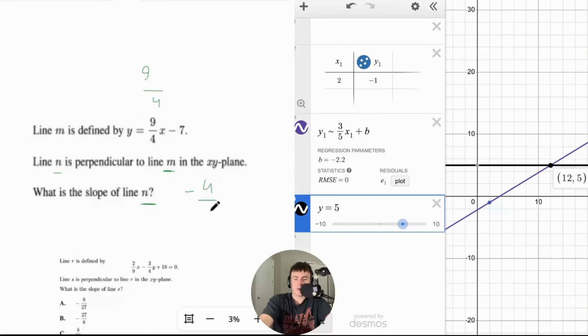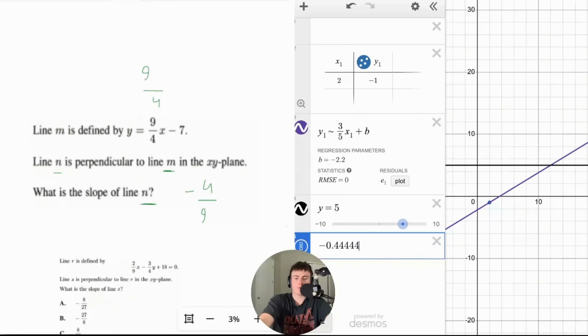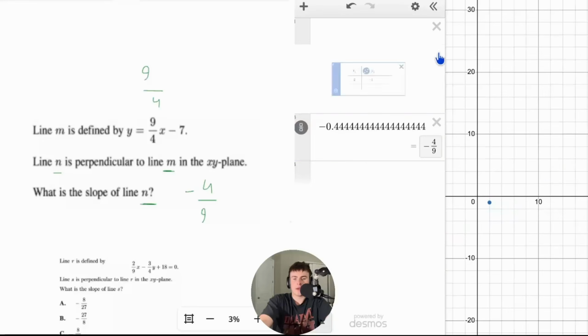That's it. You can put this in as a fraction or a decimal. I think the decimal would be negative 0.444 repeating, if I'm not mistaken. Yeah, so either one works. But you just put 5 characters.